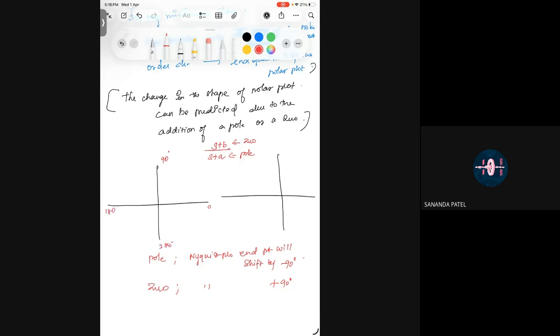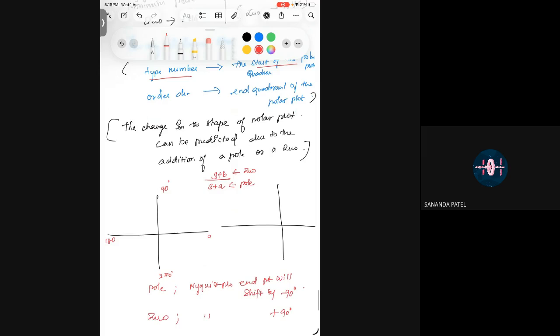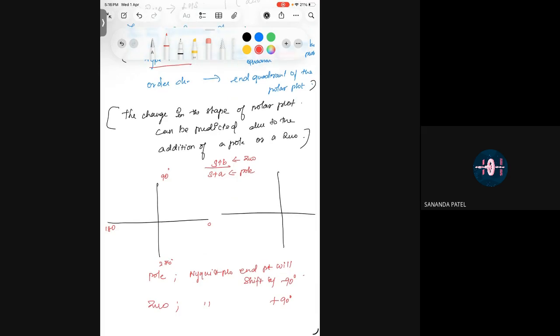According to this, the type number determines the start of the Nyquist plot. So if I want to start my Nyquist plot, I look for the type of my system. Type determines how many poles you have at the origin, that is, the power of s. If it is a type 0 system, your Nyquist plot will start from here. For a type 1 system, it will start from here. For a type 2 system, it starts here. For a type 3 system, it starts here.